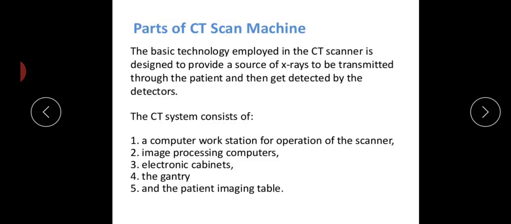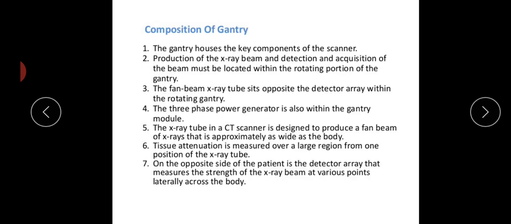Let us now talk about the parts of the CT scan machine. The basic technology employed in a CT scanner is designed to provide a source of X-rays to be transmitted through the patient and then detected by the detectors. A CT scan system consists of a computer workstation for operation of the scanner, image processing computers, electronic cable, the gantry, and the patient imaging table. Firstly, the composition of the gantry. The gantry houses the key components of the scanner.